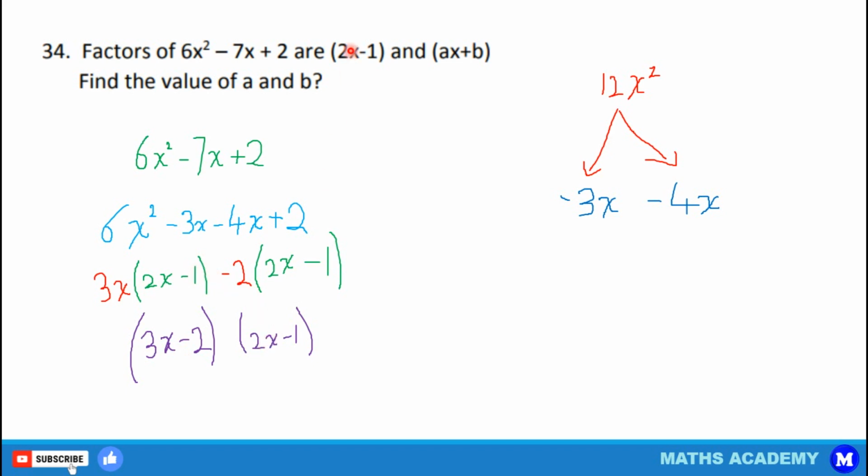So there we have got 2x minus 1. Here also 2x minus 1, but here it's 3x minus 2 and here it's ax plus b. So that means a is 3 and b is minus 2. So therefore this will be the final answer. A is 3 and b is minus 2. So I hope you understood it. With that, let's move on to the next slide.